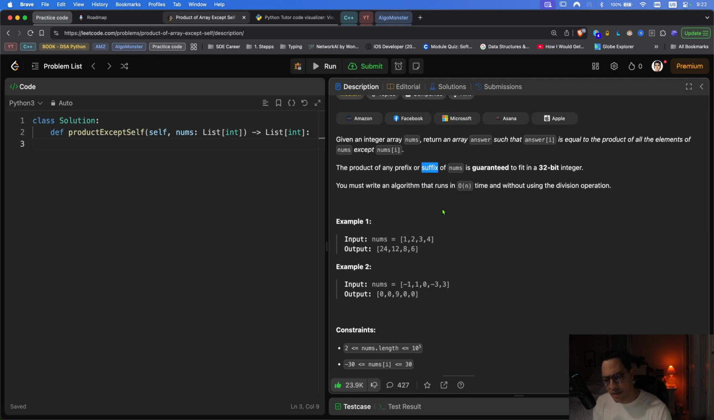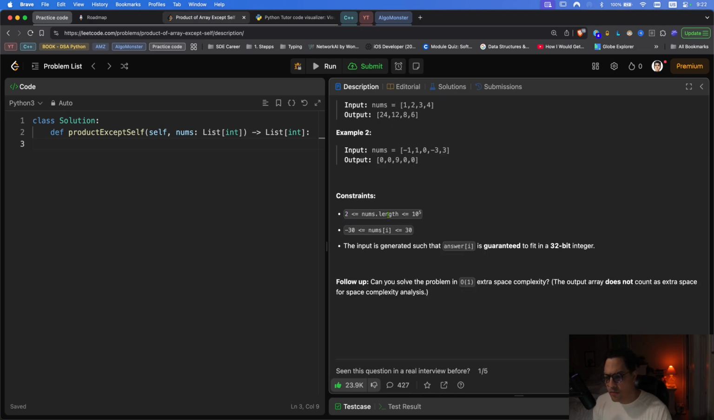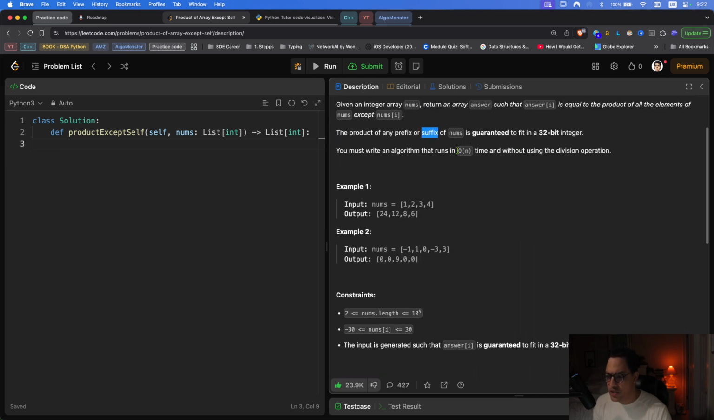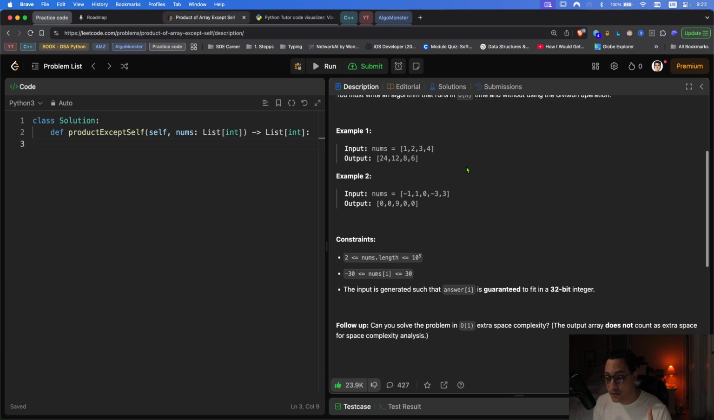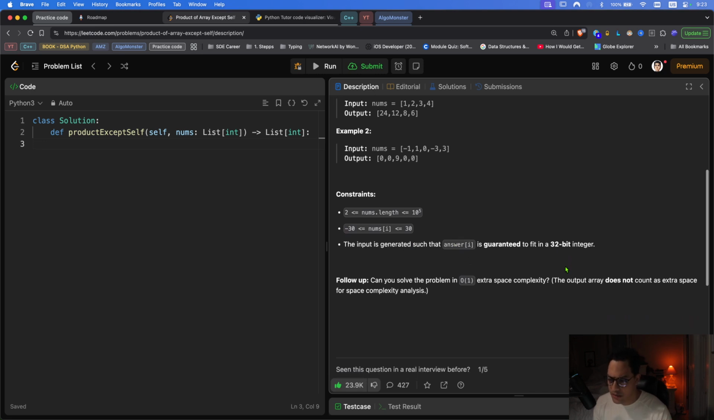Let's go ahead and jump into the constraints and see what the problem's asking. So constraints, the array length is going to be from 2 all the way up to 10 to the 5. So very large array, makes sense that we should solve this in one pass over the array, okay? Numbers from -30 all the way up to 30. And the input is generated such that the answer at that particular index is guaranteed to fit into a 32-bit integer.